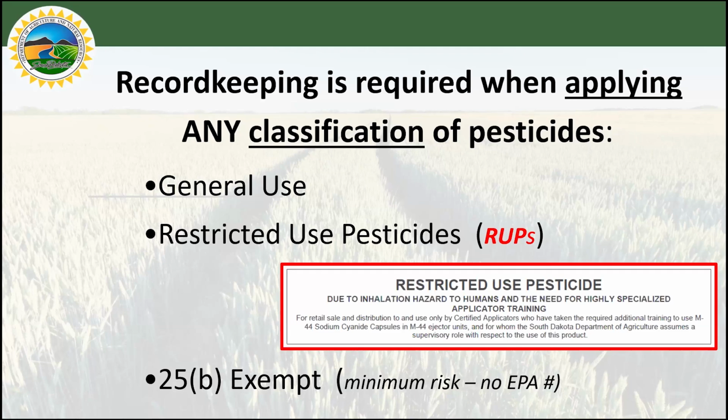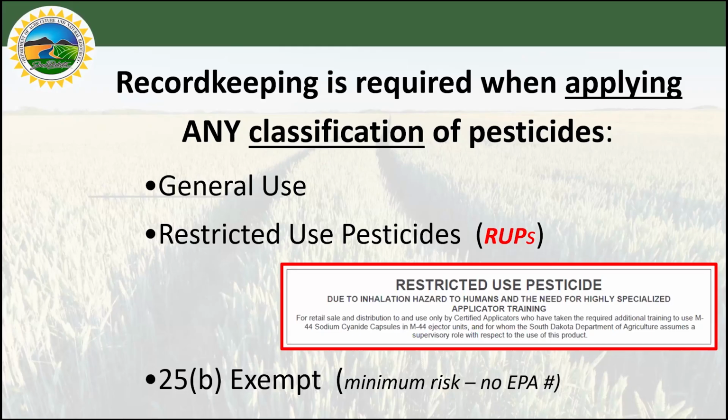Of course, restricted use pesticides, you'll be able to tell right away. That's the very first thing on the front of the label, a restricted use pesticide box. Legally, those can only be purchased by someone who has a private or commercial pesticide applicator license, and can only legally be used by someone with an applicator license.